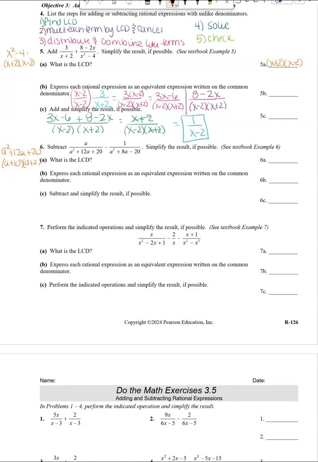Alright? And then if we have a squared plus 8a minus 20, it factors to be a plus 10 and a minus 2. Right? Factors of 20 give us 8, factors of 20 give us 12. So our least common denominator is going to be a plus 10, a plus 2, and a minus 2. That's our least common denominator.